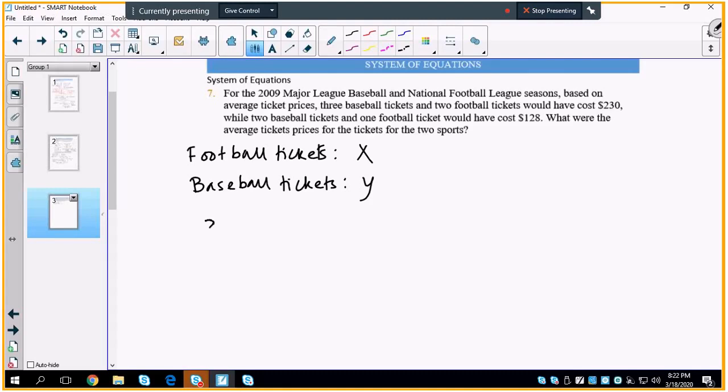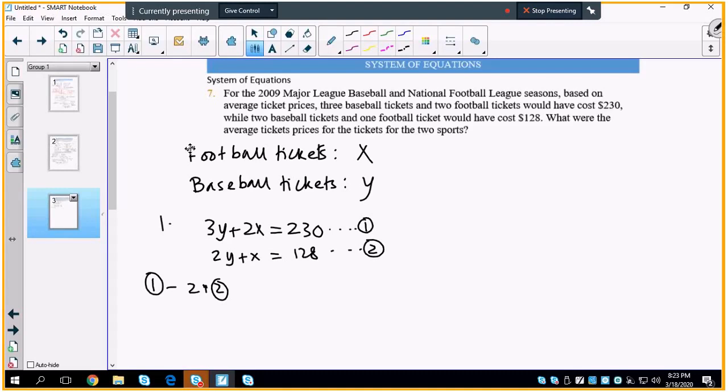Then read the problem one more time. 3 baseball tickets, so 3Y, plus 2 football tickets, so 2X, should be equal to around $230. Whereas 2 baseball tickets and 1 football ticket should be around $128. And these are my 2 equations, the system of equations. I want to know X and Y. So what I do, I keep the first equation and I subtract 2 times the second equation. Why do I do it? If you multiply 1 with the first one, 2 with the second one, see the coefficient of x is equal, because you will get 3y plus 2x equal to 230 on the first.